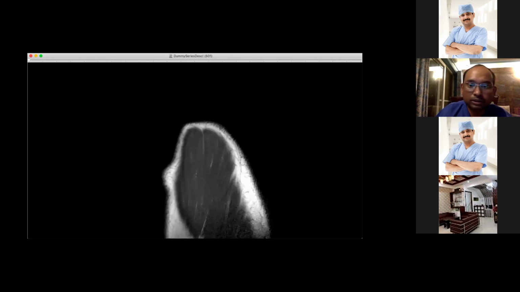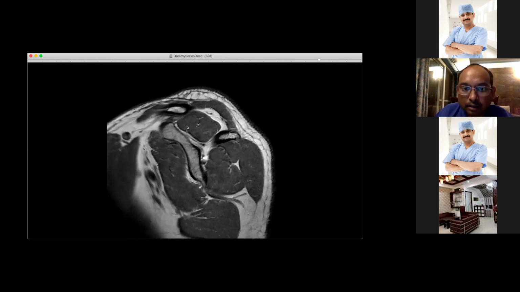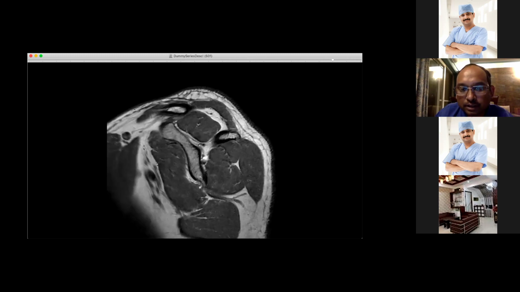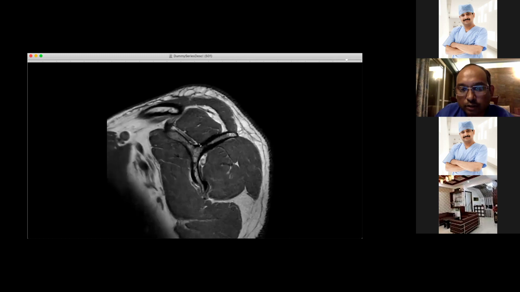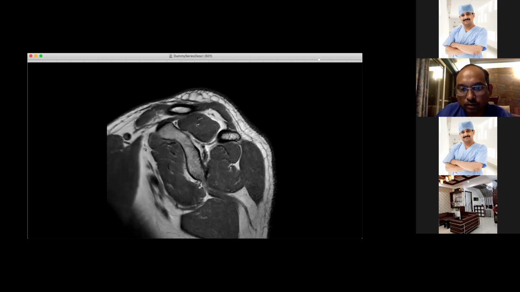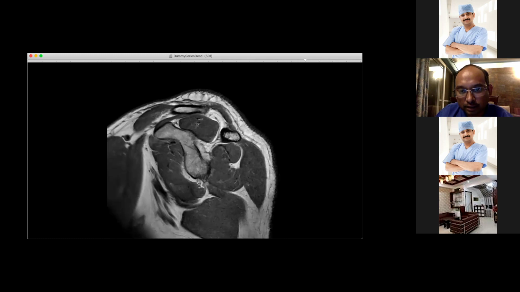This can also be seen nicely in the sagittal view, where we can see the neurovascular bundle in the supraglenoid notch. So this is the area where the suprascapular nerve also traverses. And sometimes we can see impingement on the nerve, which can lead to abnormal signal in the muscles. So this is the superior neurovascular bundle, and this is the inferior neurovascular bundle.